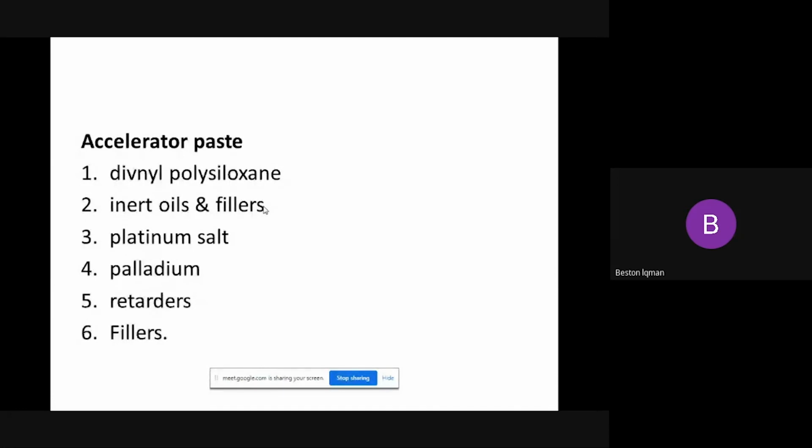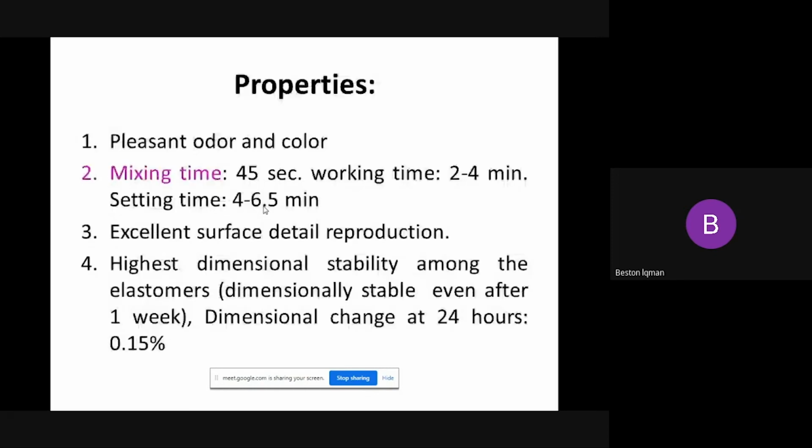The accelerator contains divinyl polysiloxane, the most important one, number 1. The other components act as a carrier: inert oil, filler, platinum salt, palladium retarder, and filler. The properties: number 1, good odor and color. Mixing time is 45 seconds, working time like C-silicone, while the setting time is shorter than C-silicone, about 4 to 6.5 minutes. Detail reproduction is good. Dimensional stability is the best among all the elastomers. You must know, even after 1 week, you can pour it.